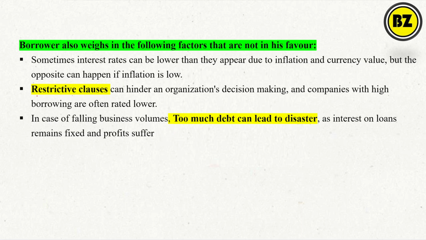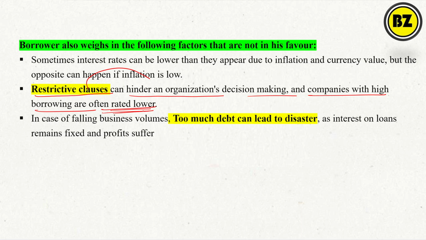Another point is that restrictive clauses can hinder the organization's decision making, and companies with high borrowing are often rated lower. So obviously there may be some restrictive clauses. For example, companies with high borrowing are often rated lower. So it may happen, right?